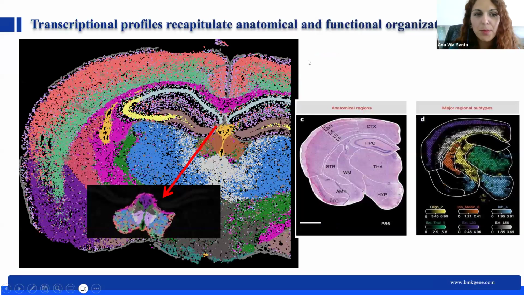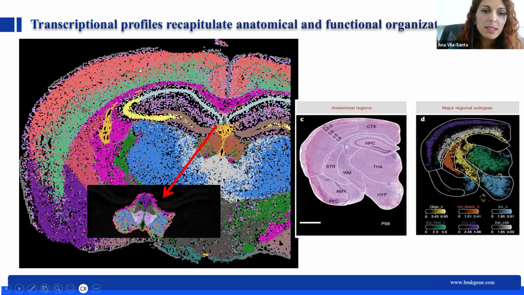I would just like to highlight that when doing a spatial transcriptomics experiment, we do the clustering, as I mentioned previously. So we get images like this, where each color or each cluster corresponds to a specific cell type, or that's what we would expect, or at least a cell type that is undergoing a different transcriptional program.